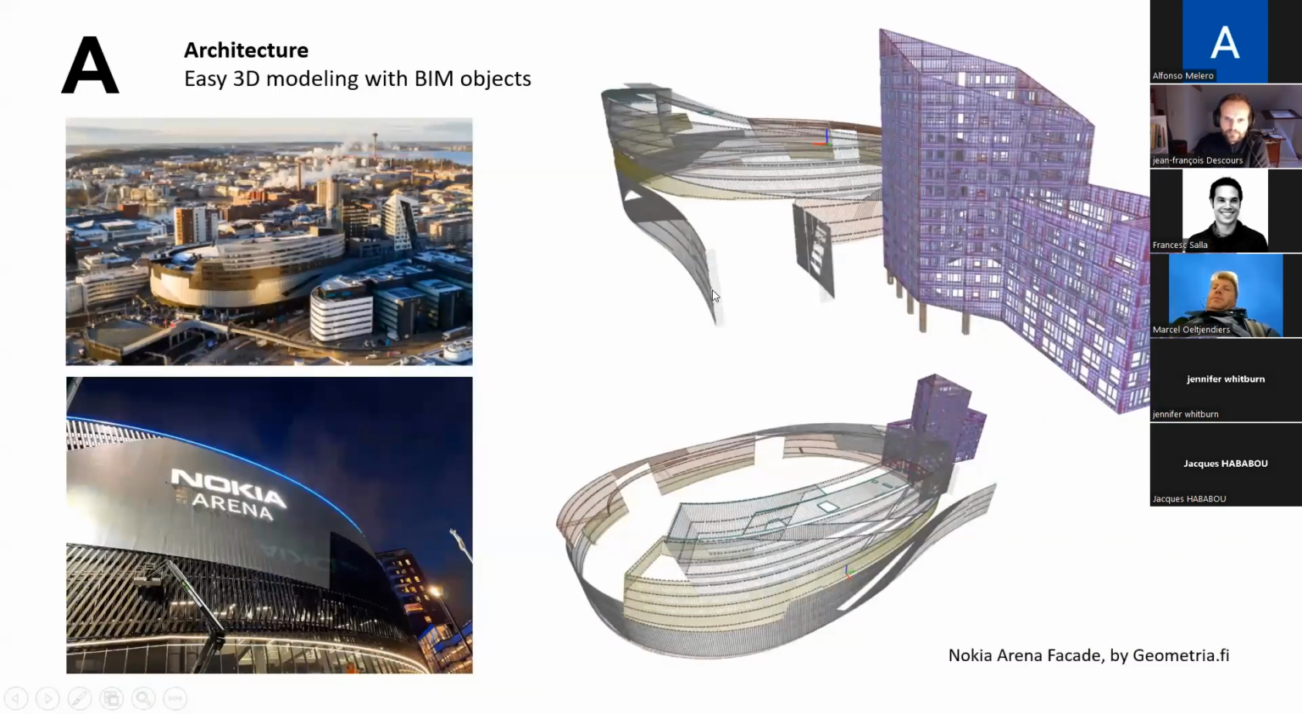Or, for example, this office, geometry.fi in Finland, that participated in the design process of the Nokia Arena in Tampere. They designed the facade of this arena and produced all these pieces of the facade with VisualARQ beams, and they could name them. That was useful for the fabrication drawings and also for exporting them out to IFC.